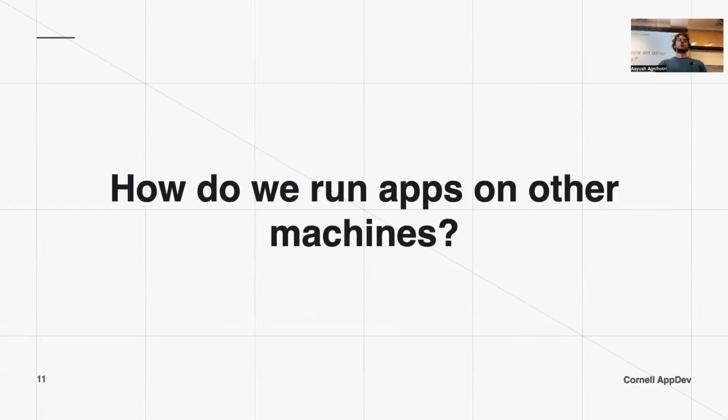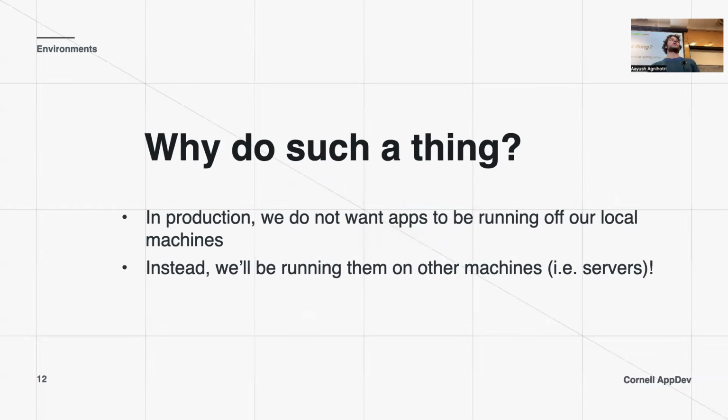Okay. So how do we actually run apps on other machines, right? What we've been doing previously is we just run the app off our local computer. And so why do we even want to run apps on different machines? Let's think about what happens if I run Eatery off my laptop. For those of you who don't know what Eatery is, it's basically just the dining hall app where you can see all of the food in every single dining hall.